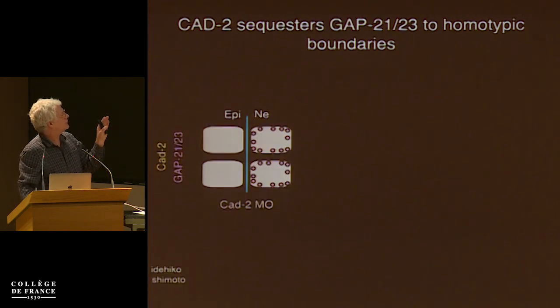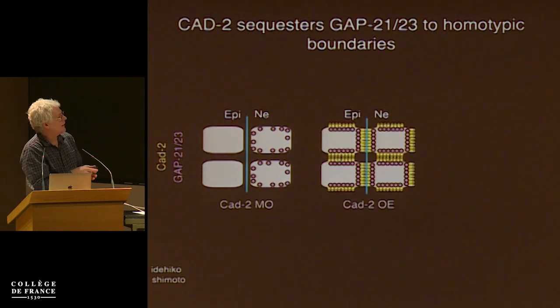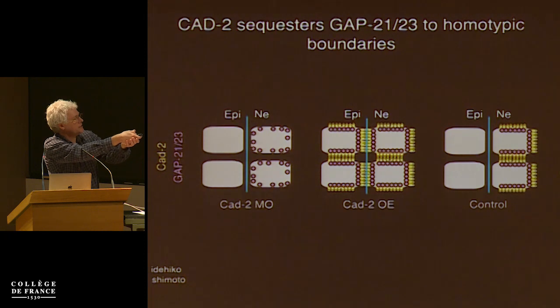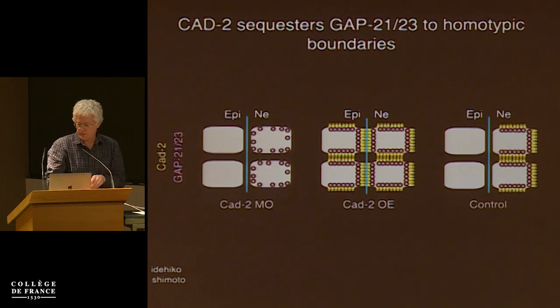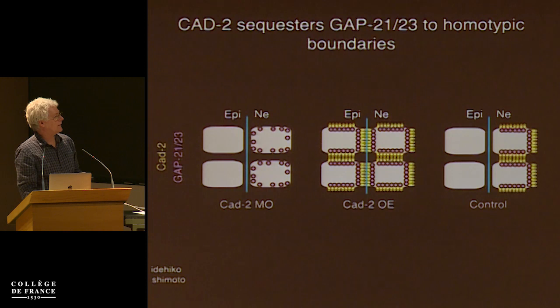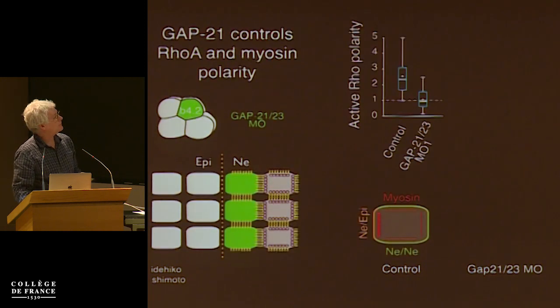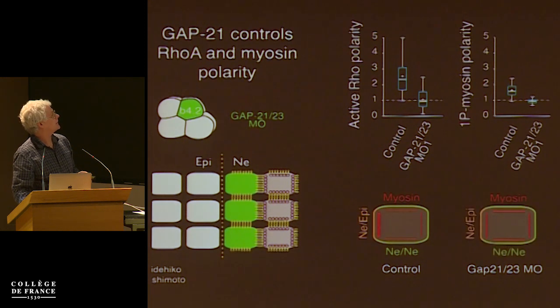And the basic picture that emerges is one where if cadherin-2 is absent, the GAP can accumulate at low levels everywhere. If you force cadherin-2 everywhere, now the GAP accumulates at high levels everywhere. Under normal conditions, when cadherin-2 is enriched here, it sequesters all of the GAP to this boundary and pulls it away from the boundary between neural and epidermal cells. And that's presumably what allows Rho A and myosin to become active. And I apologize because I didn't mean to animate those slides.